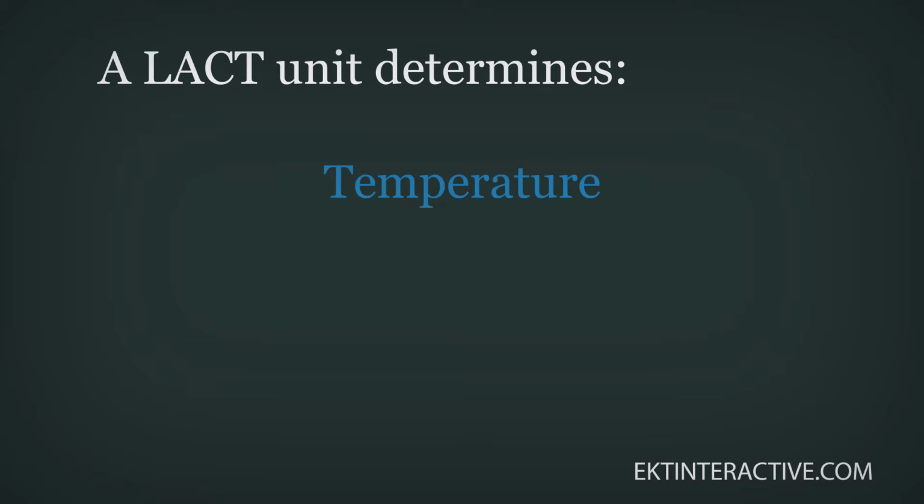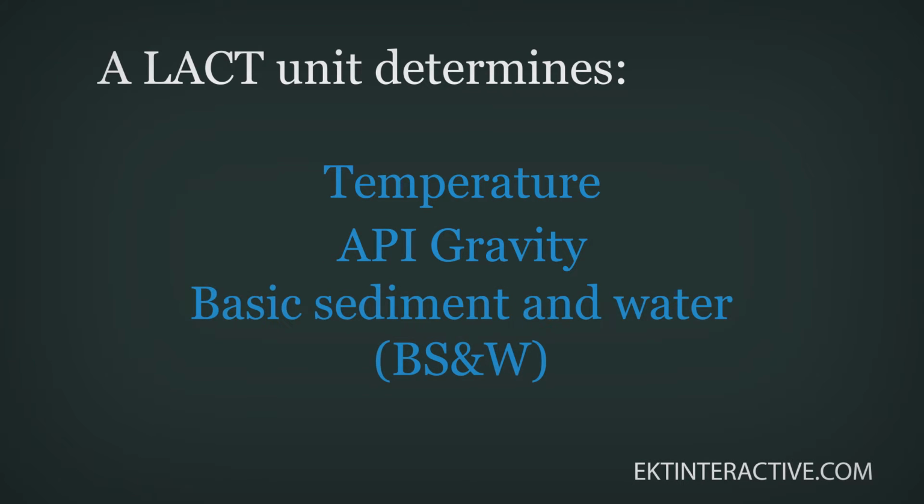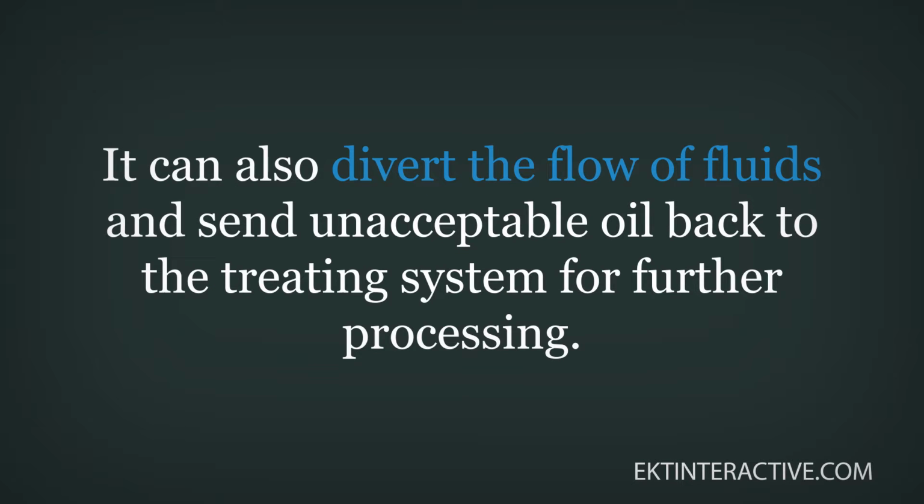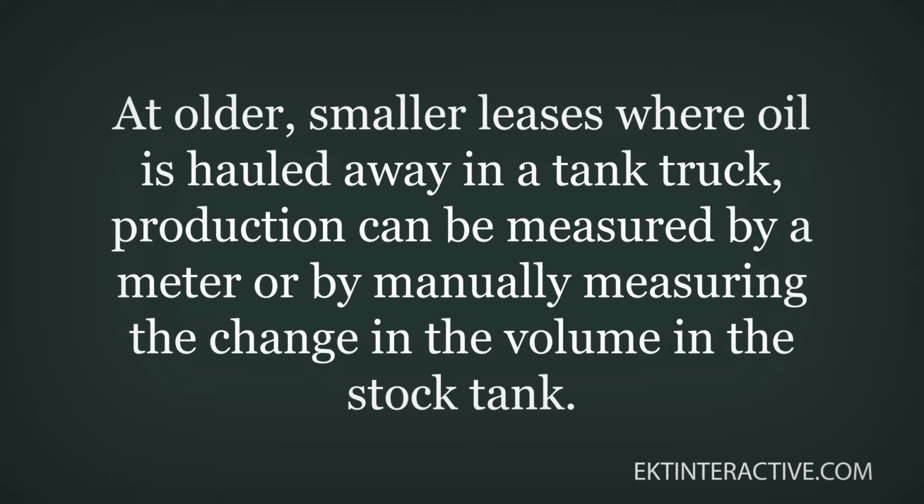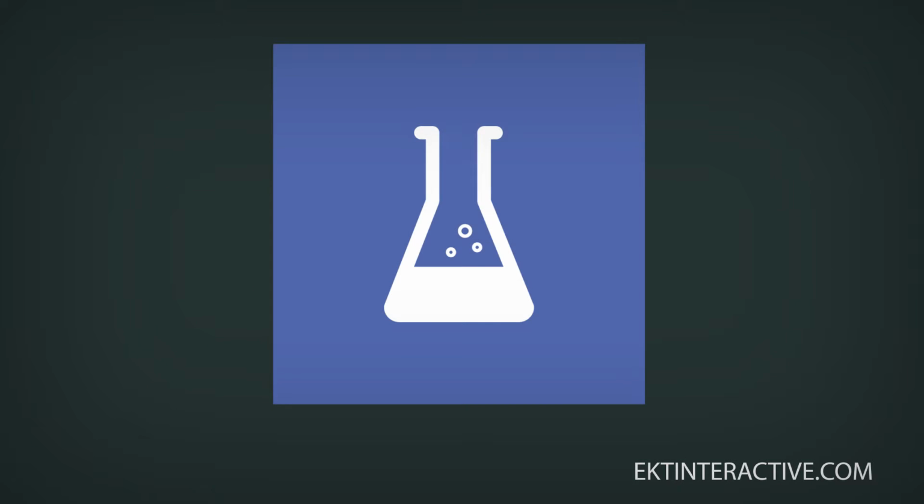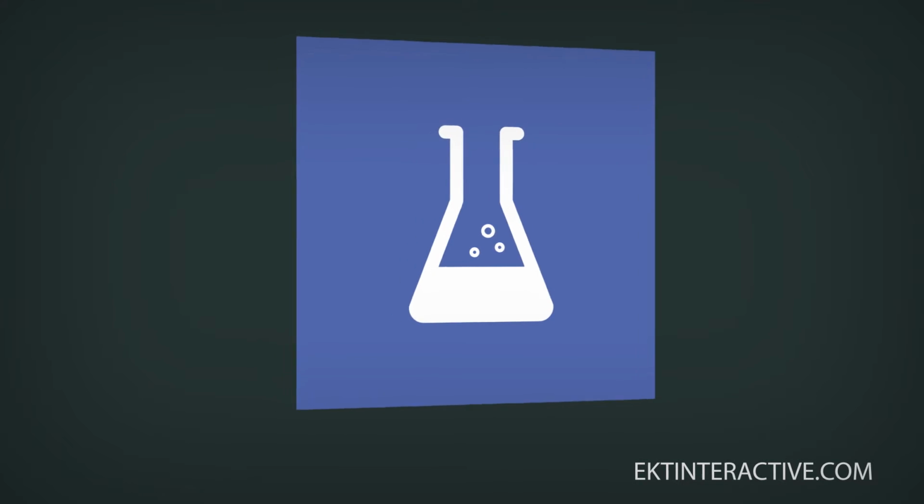A LACT unit determines the temperature, API gravity, and BS&W content of oil. It can also divert the flow of fluids and send unacceptable oil back to the treating system for further processing. A LACT unit measures the volume of oil and transfer of ownership, or custody, of the oil from the lease owner to the pipeline. At older, smaller leases, where oil is hauled away in a tank truck, production can be measured by a meter or by manually measuring the change in the volume in the stock tank. In either case, samples are taken from the oil to test for temperature, API gravity, and BS&W content.